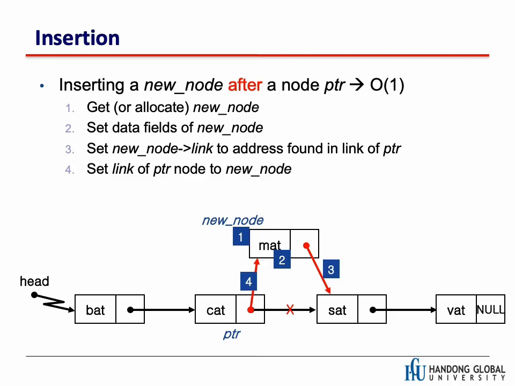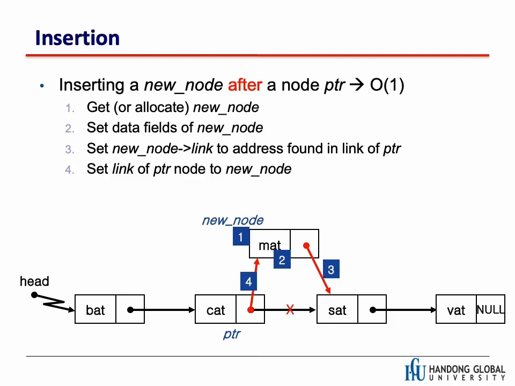The third step, we will set the new node link to the address found in the link of PTR, which means the new node link will get PTR link. PTR is pointing to set, so now the new node link should point to set. So we will copy the PTR link to the new node link. Now the new node link is pointing to set. Then the last one is to set the link of PTR node to the new node. Can you see this from this figure?